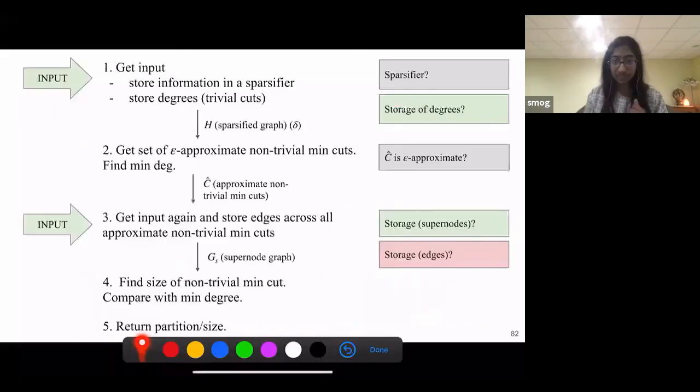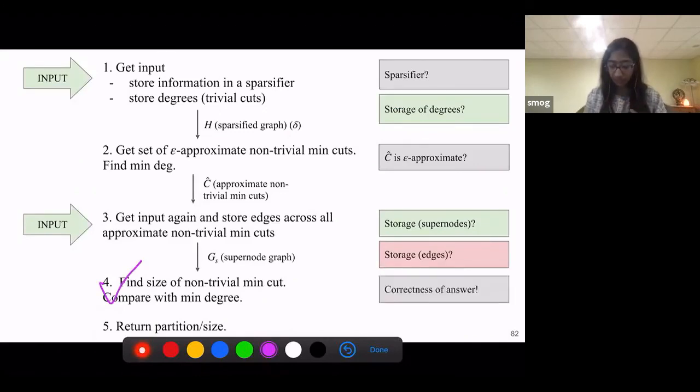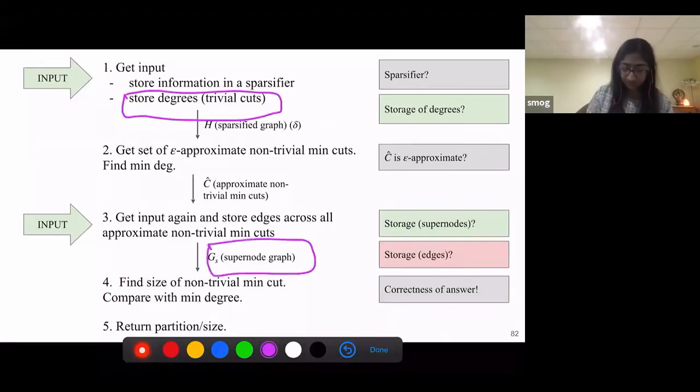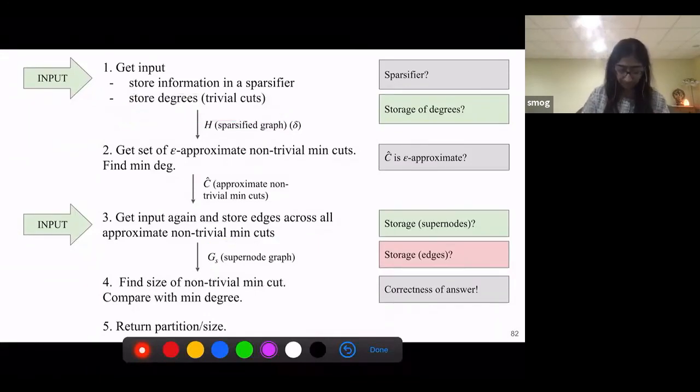And we're done with the storage for the third step. And finally, what we want to show is that at the end, we output the right answer. We're not going to go over exactly today, but basically the idea is you get the min trivial cut from here, and from the supernode graph, you'll get the min non-trivial cut, and at the end, if we compare the two, you will get the right answer. So that's the idea for that.